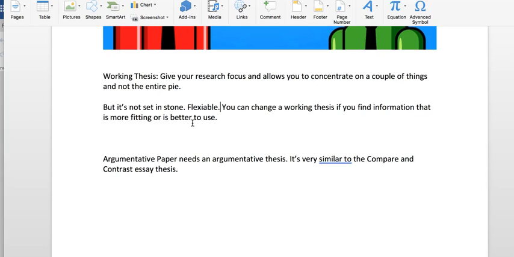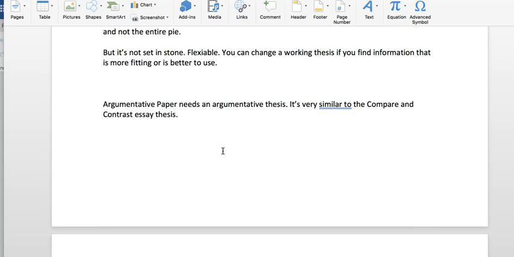Your thesis is a working thesis up to the point where you actually put the last period on it, and you're putting it into your paper, and you've already done the outline, and you know how this is going to be structured. Okay? So that's what a working thesis is.